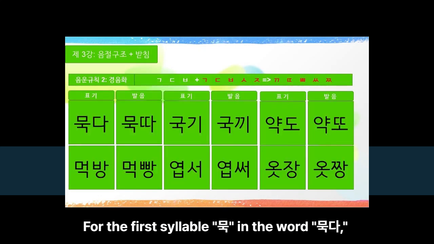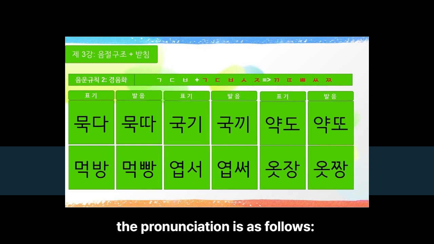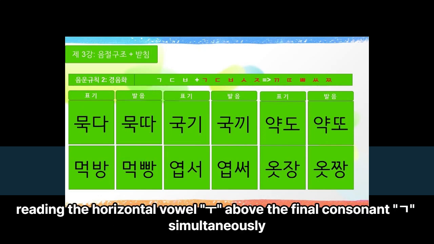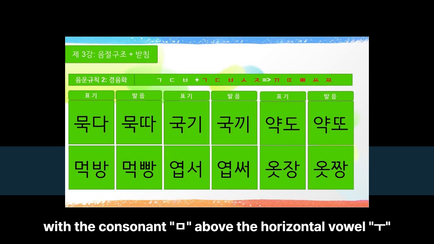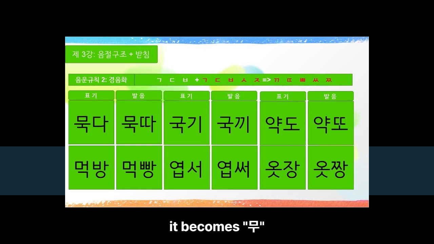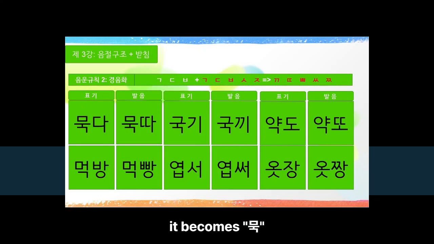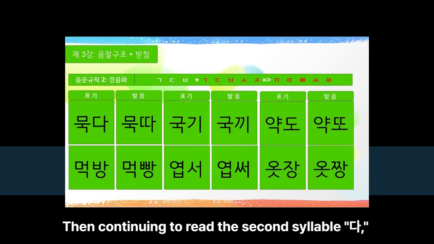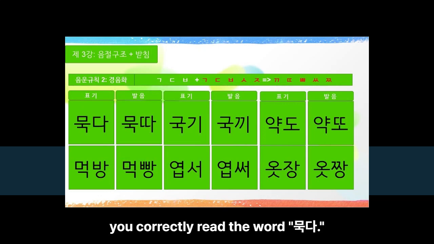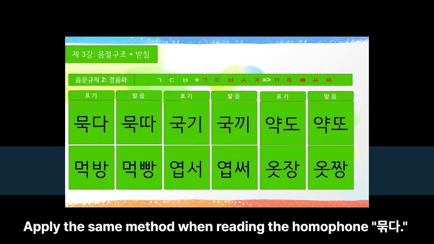For the first syllable, muk, in the word mukta, the pronunciation is as follows: reading the horizontal vowel wu above the final consonant, gyok, simultaneously with the consonant mium above the horizontal vowel wu, it becomes mu. When you read this formed mu and the final consonant gyok as an inexplosive sound simultaneously, it becomes muk. Then, continuing to read the second syllable, ta, you correctly read the word mukta. Apply the same method when reading the homophone, mukta.